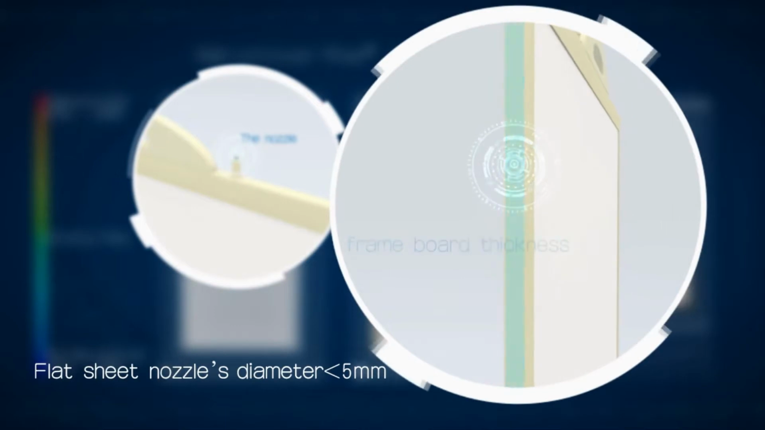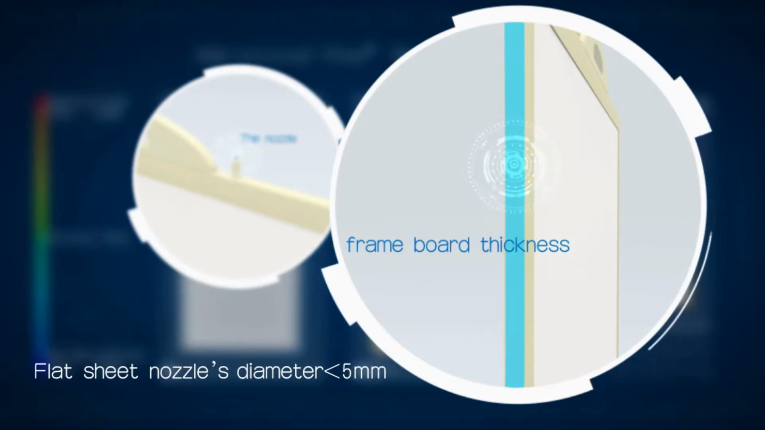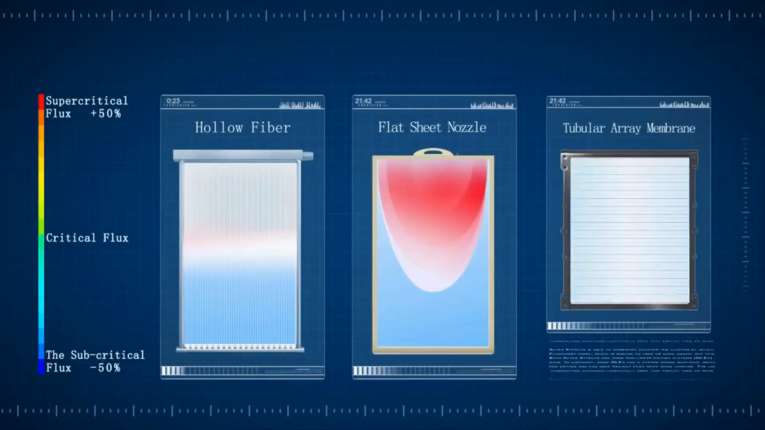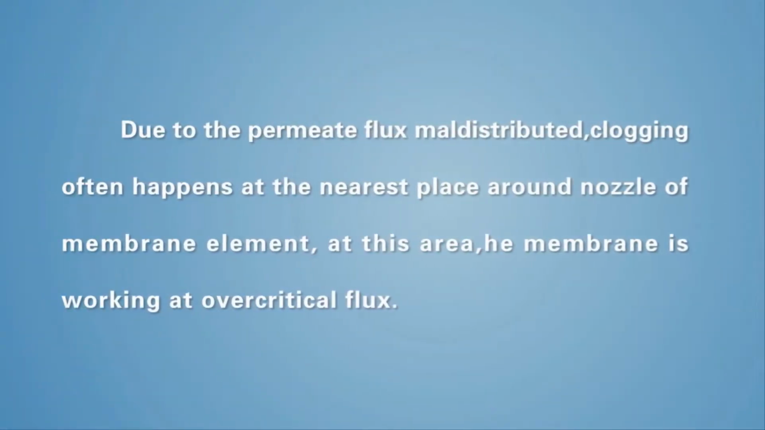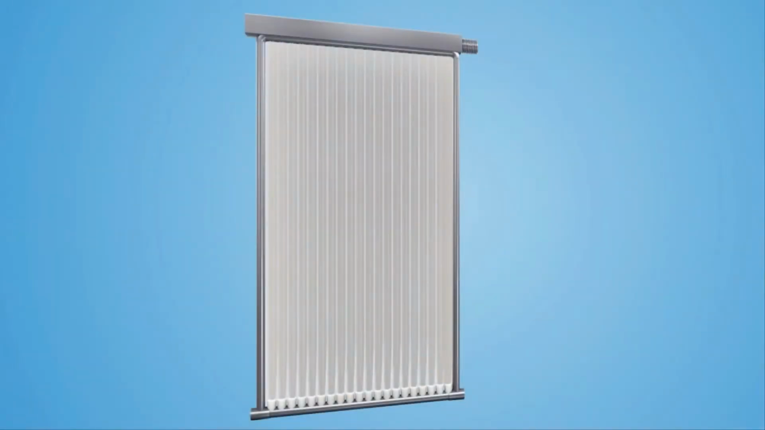The nozzle not only limits the water effluence, but causes the permeate flux nearby to be extremely higher, even higher than the critical flux, whilst the flux at far distance decreases gradually, and the furthest corner from the nozzle could possibly have no water filtrated. Due to the permeate flux being maldistributed, clogging often happens at the nearest place around the nozzle of the membrane element. At this area, the membrane is working at overcritical flux.